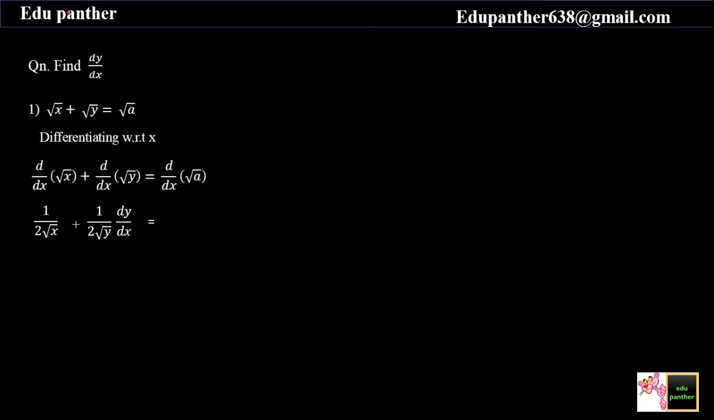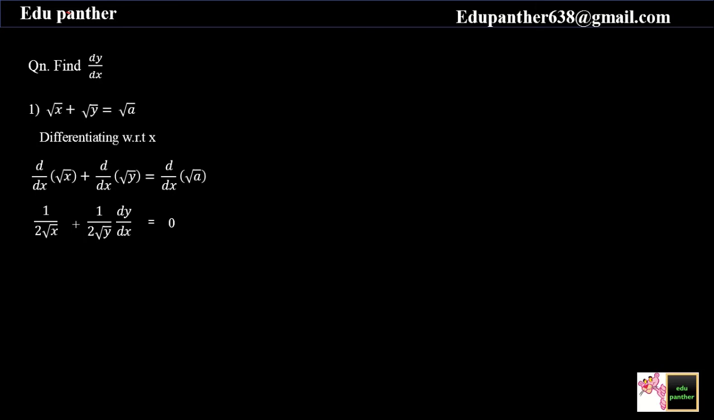Now here most students make a mistake. They write the derivative of root a is 1 upon 2 root a. But as you can notice here, root a is a constant number because there is no term of x. So it is a constant term and the derivative of a constant term is 0. So the derivative of root a is also 0. So what we have got here is 1 by 2 root x plus 1 by 2 root y into dy by dx is equal to 0.